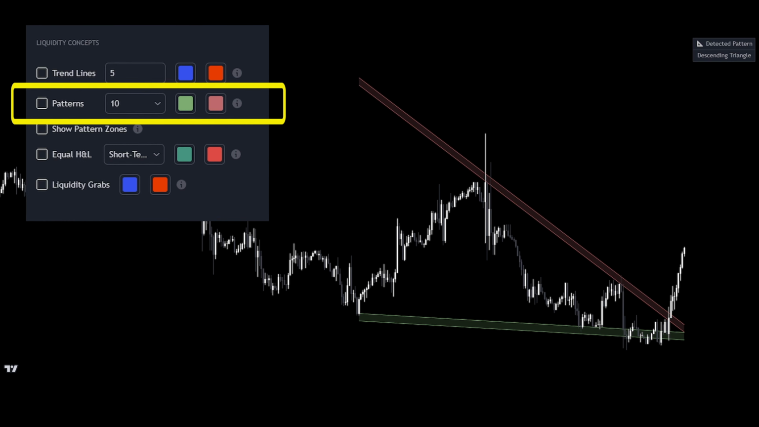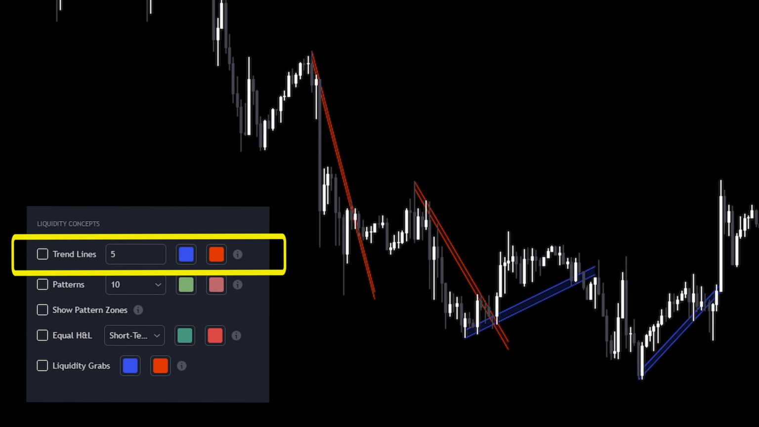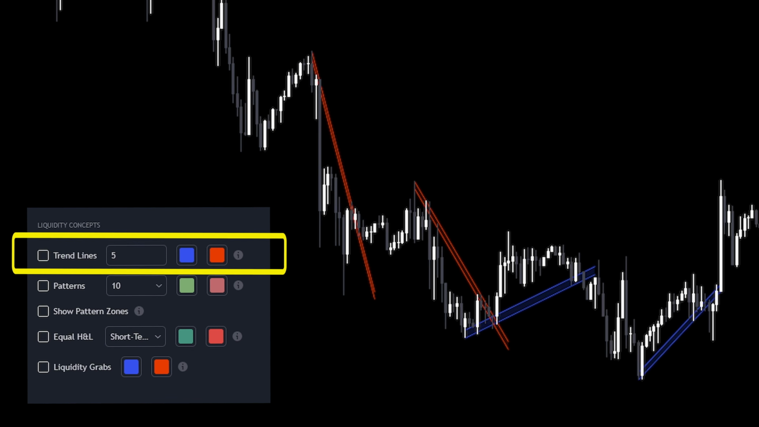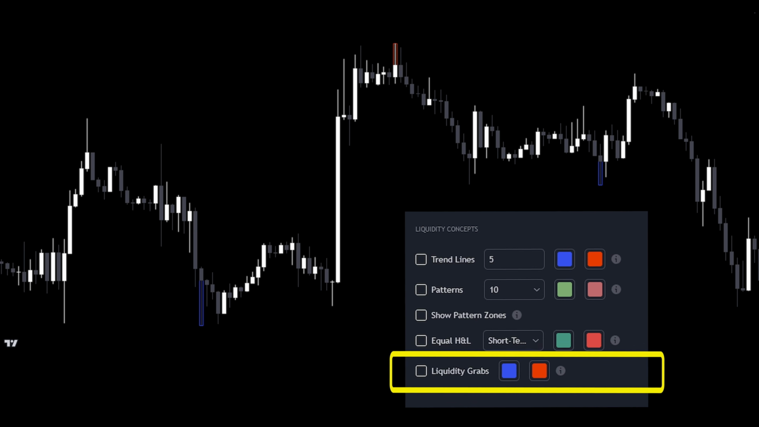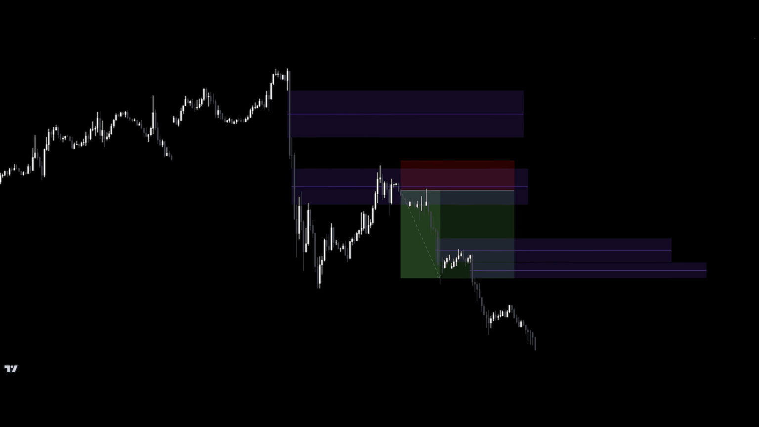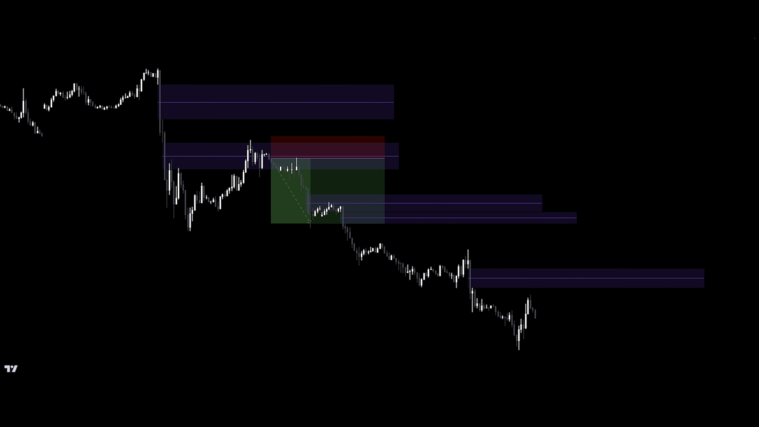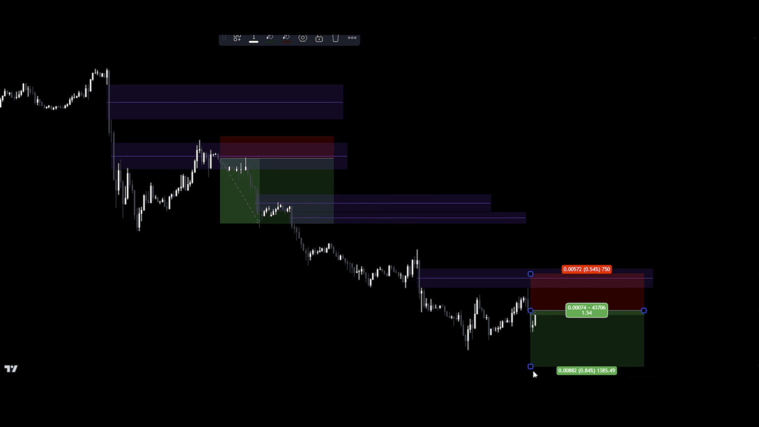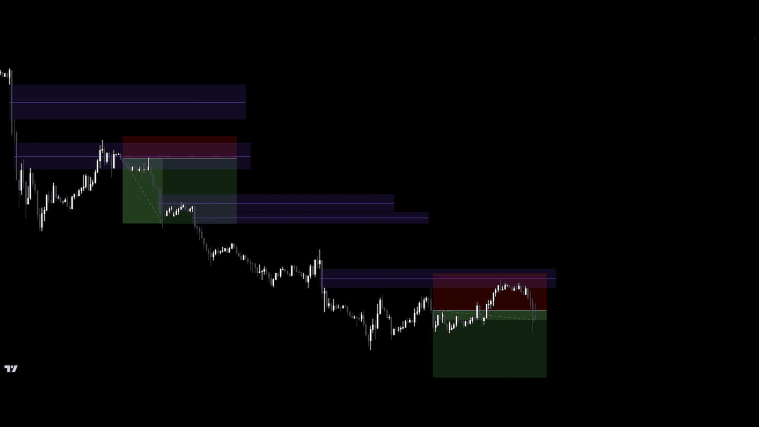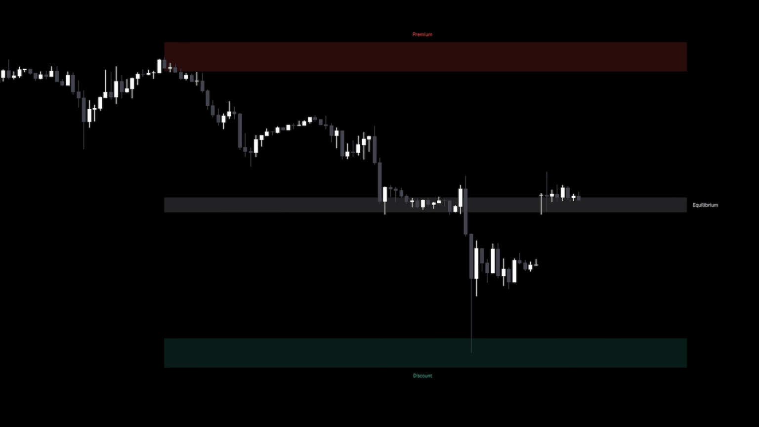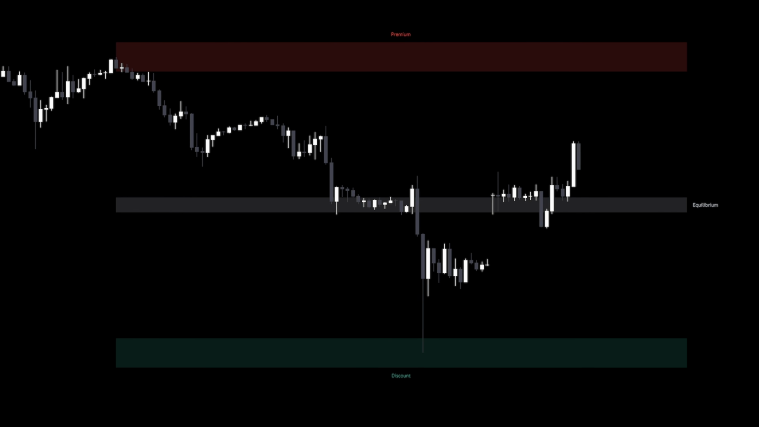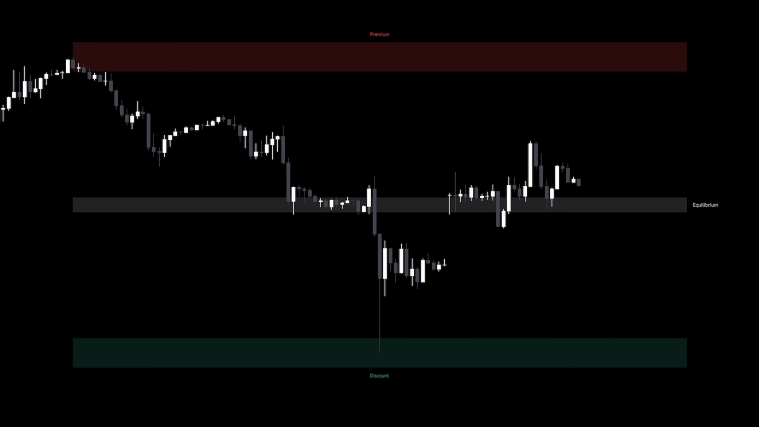The indicator also includes liquidity concepts, such as trend lines, equal highs and lows, and liquidity grabs. These tools identify areas of high market activity and potential reversals, giving you a deeper understanding of market behavior. Another standout feature is the imbalance detection system, which identifies areas like fair value gaps, inverse FVGs, and volume imbalances. One commonly used trading strategy is waiting for the price to retest a fair value gap, which can provide highly profitable trading opportunities. Premium and discount zones are another valuable addition, dividing the chart into upper, central, and lower areas.